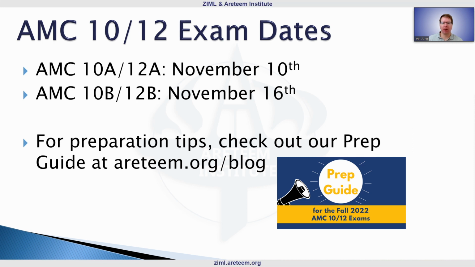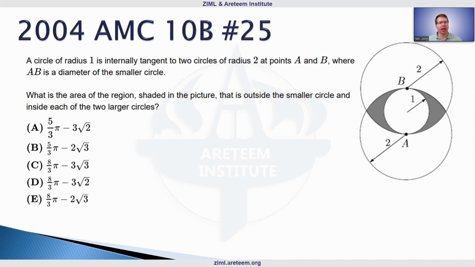Now, our first question we will work on today is number 25 from the 2004 AMC 10B. We have a diagram here. We have a small circle of radius 1. It's tangent to two circles of radius 2 at these points we can see in the diagram, and we have this AB as the diameter.